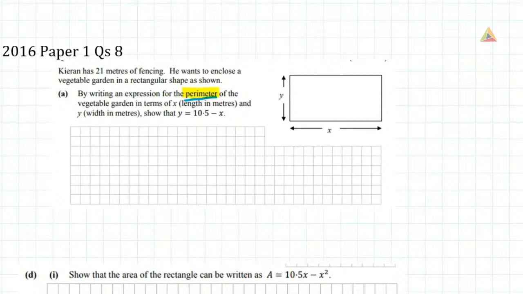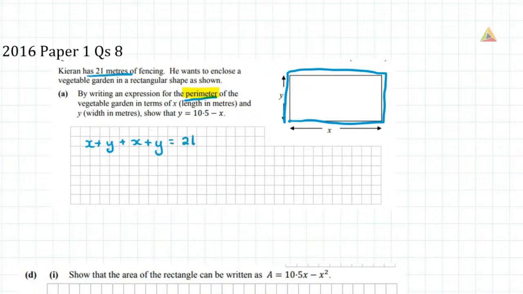So our perimeter, remember, we start at one corner, we work all the way around the outside until we get back to that corner, and we just keep adding all the distances. So I'm going to say x plus y plus x plus y, and he has 21 metres of fencing, so the perimeter is going to equal 21. And it's a rectangle, so remember opposite sides are going to be equal in length, and that's where the second x and y are coming from.